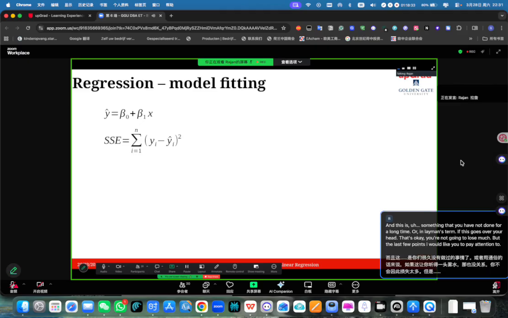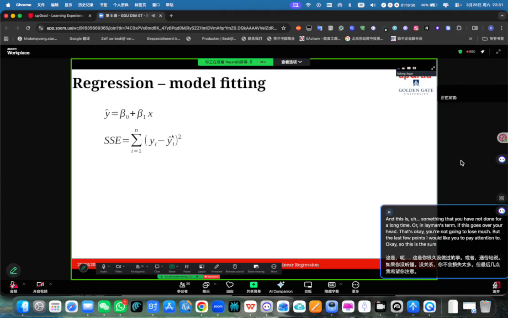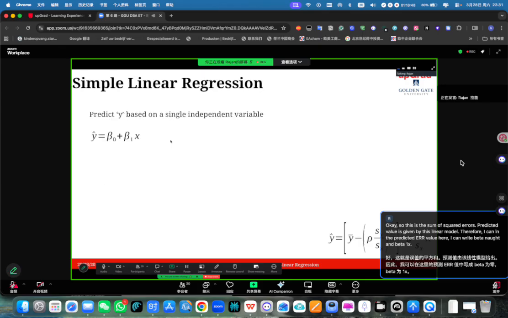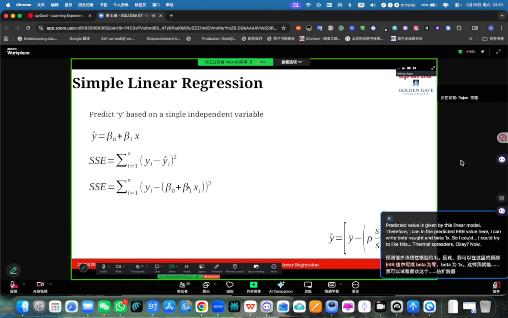Okay. So this is the sum of squared errors. The predicted value is given by this linear model. Therefore, in the predicted value here, I can write beta naught plus beta 1 x. So I could write it like this, sum of squared errors. Now, what did I say? I said that I want to find the value for beta naught and beta 1 such that my sum of squared errors is the minimum, the least value.